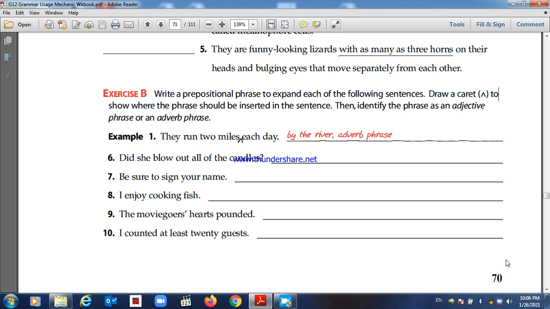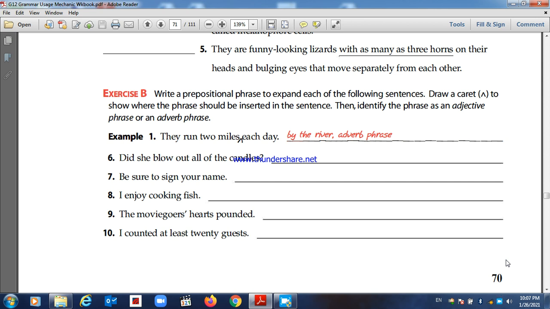Be sure to sign your name on the bottom line. On the bottom line. Okay? So, here on the bottom line, I'm modifying the word sign, which is a verb. Because where shall I sign on the bottom line? I'm focusing on the place of signing. Okay? So I'll write beside it adverbial phrase, adverb phrase. Okay, number 8, I enjoy cooking fish.